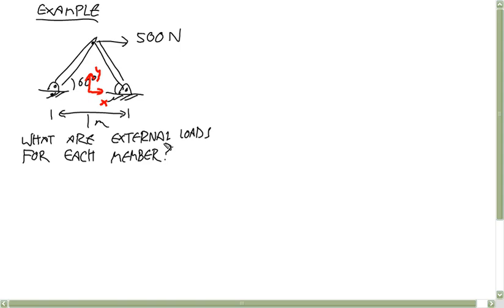And this structure has only pin joints, but that's not a required property of a structure. For a structure, you just need a bunch of different members connected by joints. So we'll deal with cases with lots of different combinations of joints.